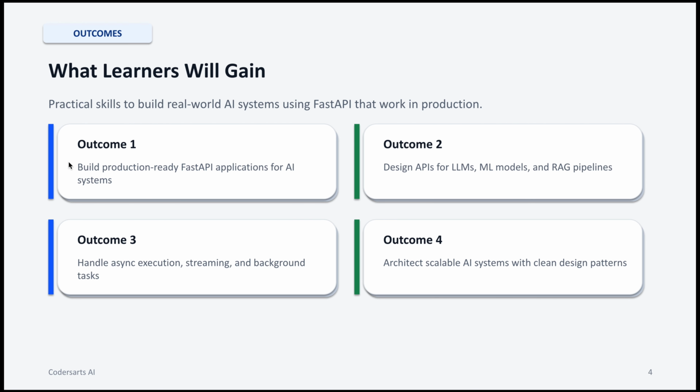You will be able to build production-ready FastAPI applications for AI systems. Outcome 2: design APIs for LLMs, ML models, and RAG pipelines. Outcome 3: handle async executions, streaming, and background tasks. Outcome 4: architect a scalable AI system with clean design patterns.